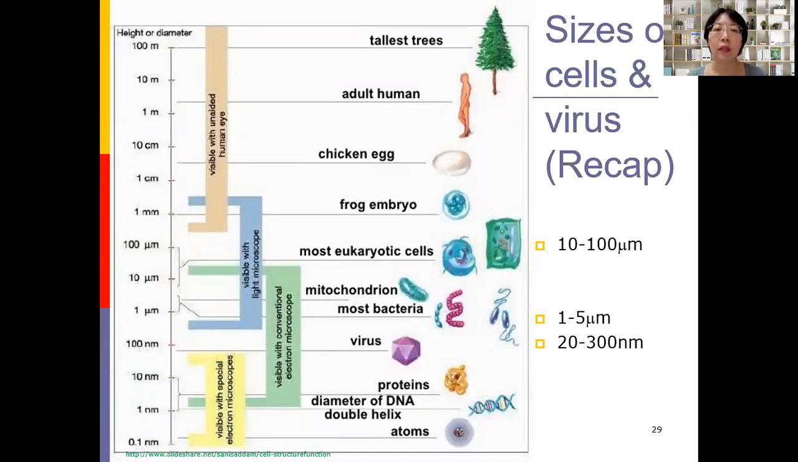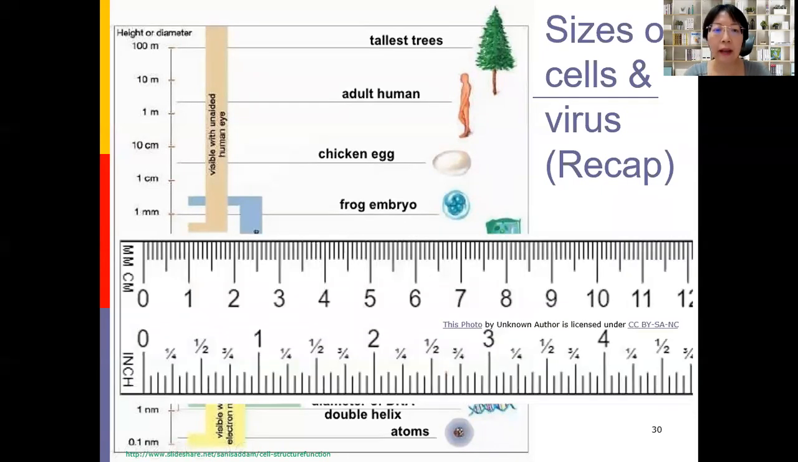So you need to roughly know the sizes of at least the 3 different types of cells here. The first one is the size of eukaryotic cells, about 10 to 100 micrometers. Please memorize this. Sizes of prokaryotic cells like bacterium is 1 to 5 micrometers. And the sizes of virus can range from 20 to 300 nanometers. So all these 3 measurements you need to memorize. Okay, must memorize.